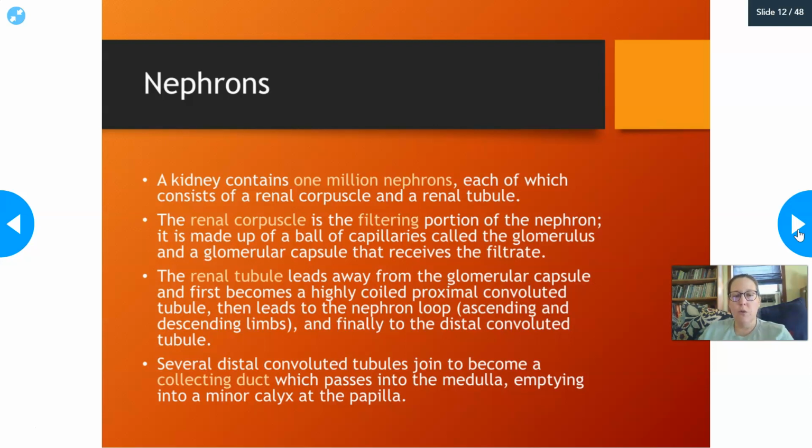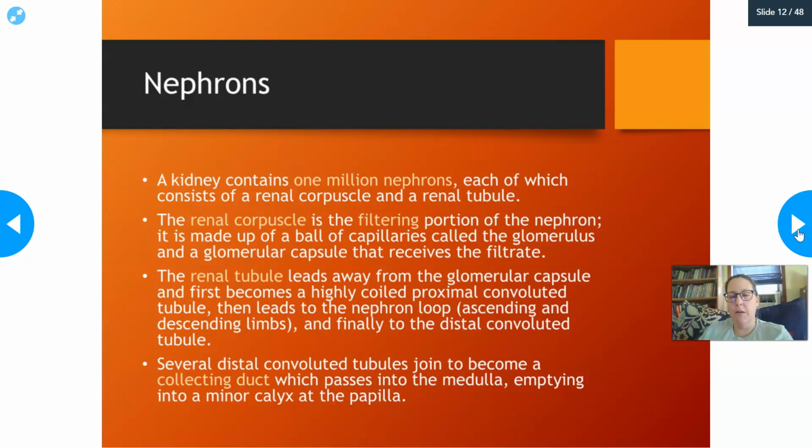The renal corpuscle is the filtering portion of the nephron. It is made of a ball of capillaries called the glomerulus, and a glomerular capsule that receives that filtrate. So again, at that point in time, it is not urine yet. It's just a filtrate of the blood. The renal tubule collects that filtrate and leads away from the glomerular capsule.